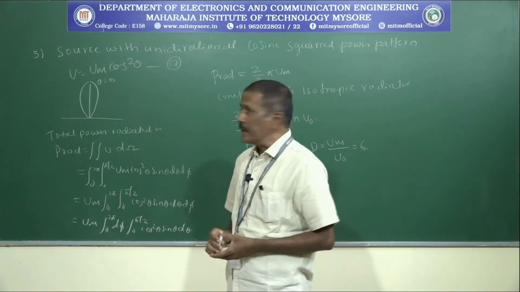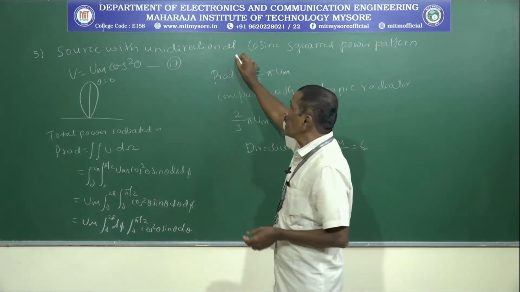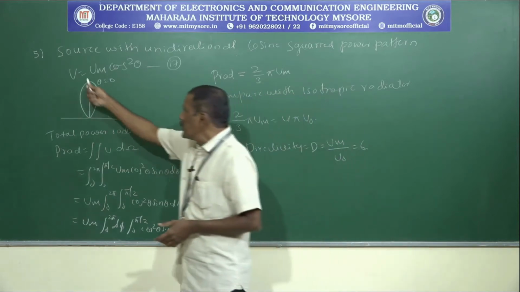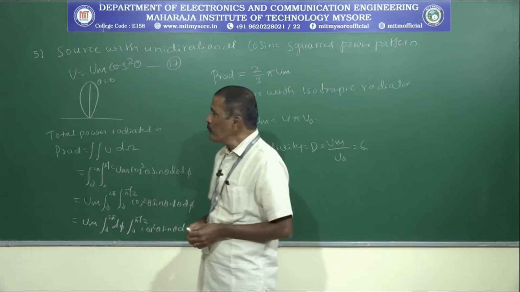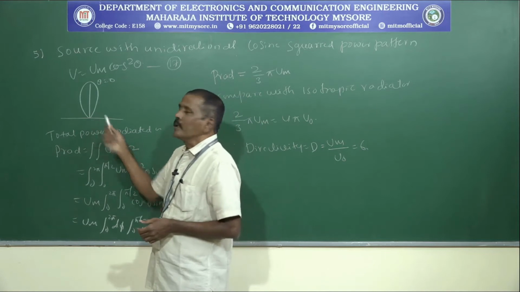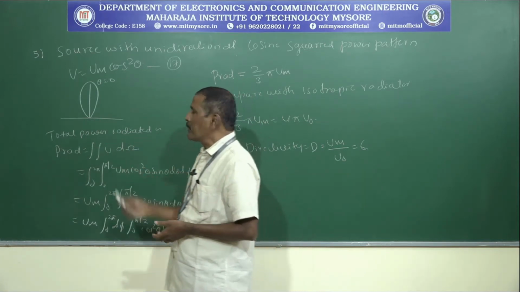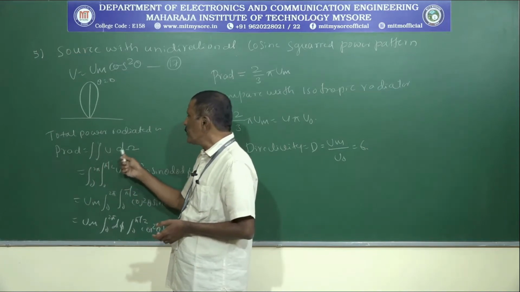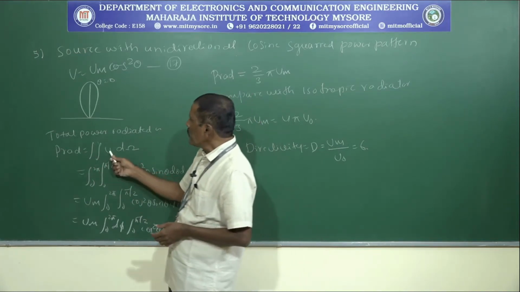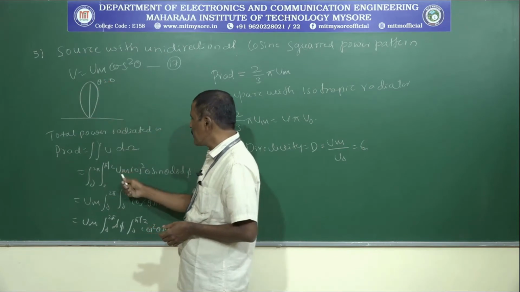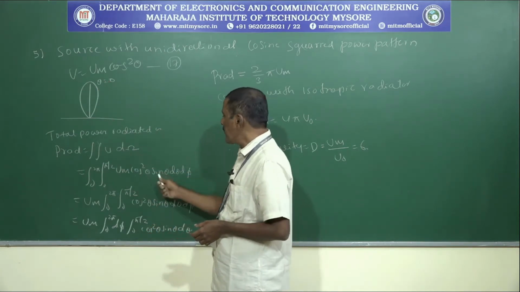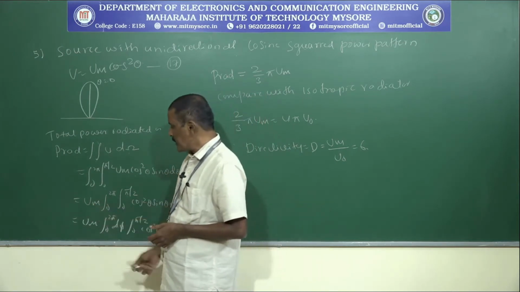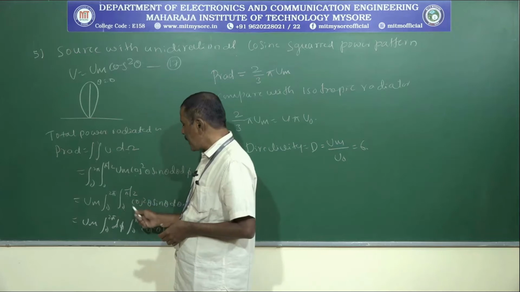Consider the next case, a source with unidirectional cosine squared power pattern. In this case, U is equal to Um cos square theta, and the pattern looks like this. Then the total radiated power is P radiated is equal to a double integration U into d omega, and U substituted from this equation, U equal to Um cos square theta, d omega is sin theta d theta d phi.